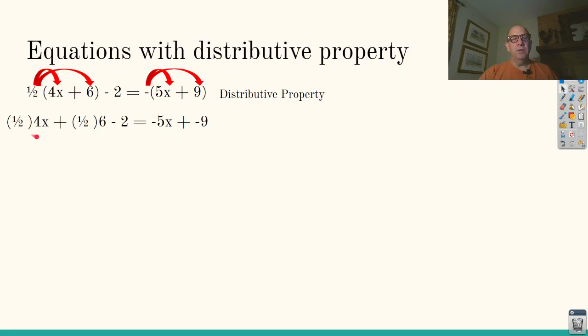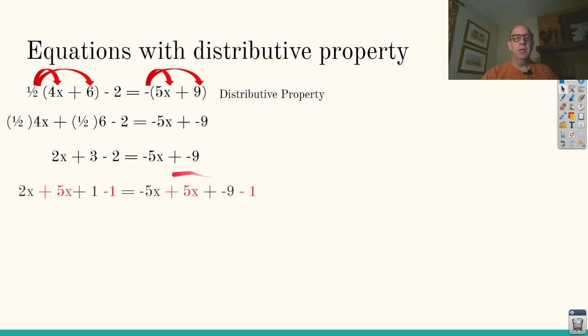a half times 4x plus a half times 6 minus 2 equals negative 5x plus a negative 9. Half of 4x is 2x. Half of 6 is 3. We still have the minus 2. Didn't do anything on the right side. I'm just moving stuff. So I didn't even bother combining these. Well, I did combine these. 3 minus 2 is 1. So I did that in my head.